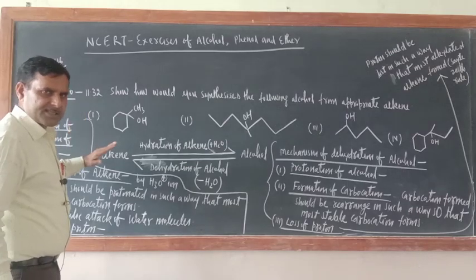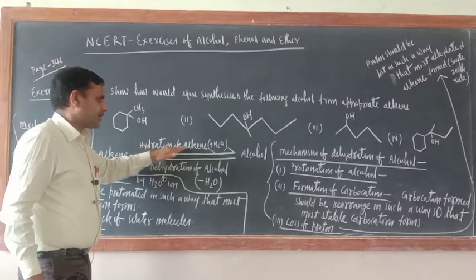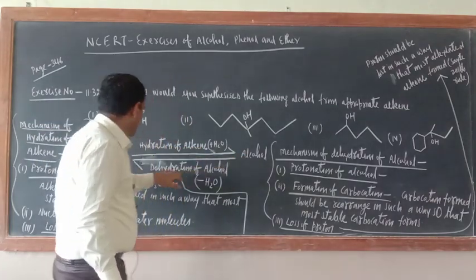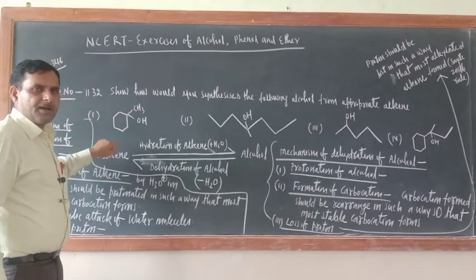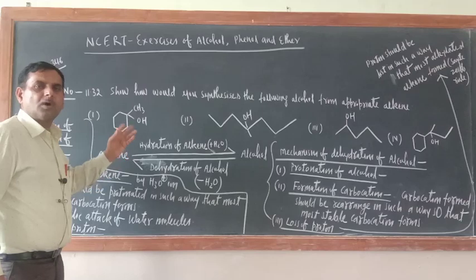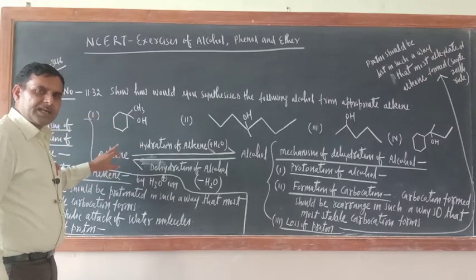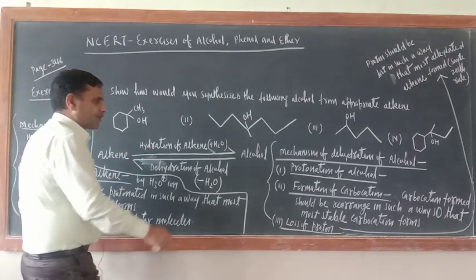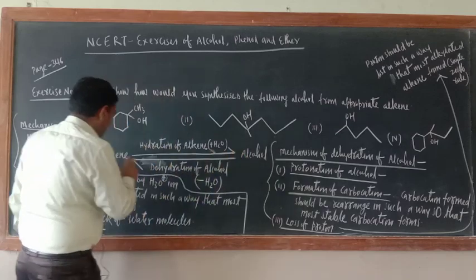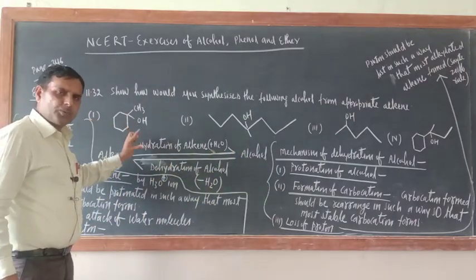First see here, alkene. If hydration of alkene is there, what is the product? Alcohol. If dehydration of alcohol is there, what is the product? Alkene. Means hydration of alkene and dehydration of alcohol are opposite to each other. Once again, if alkene is hydrated, the product is alcohol. If alcohol is dehydrated, the product is alkene.